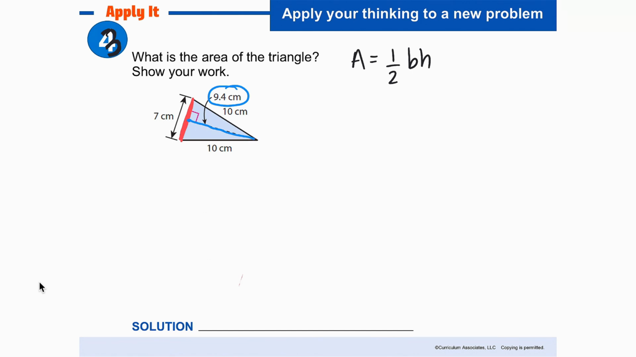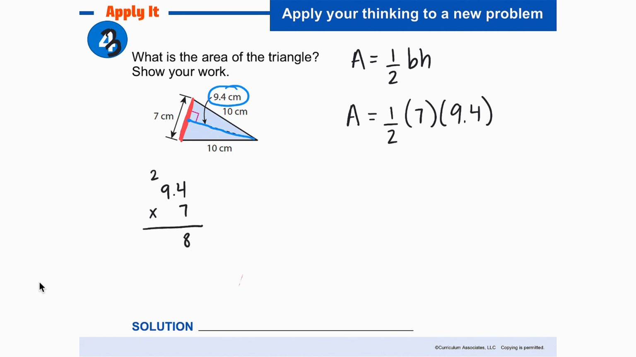So now we can just go ahead and put in our values. 7 was our base. Our height is 9.4. And I'm just going to go over here to do some math work. So we have 9.4 times 7. 7 times 4 is 28. Carry the 2. 7 times 9 is 63, plus 2 is 65, so we end up with 65.8. So we're just going to go ahead and write that in our equation.